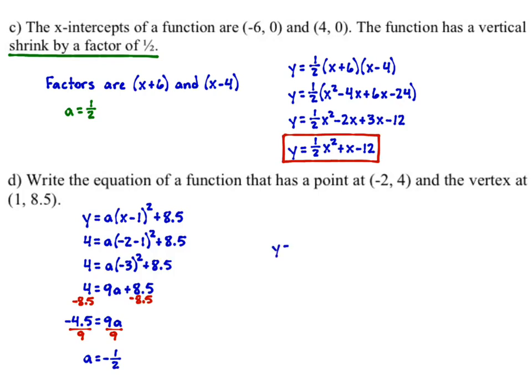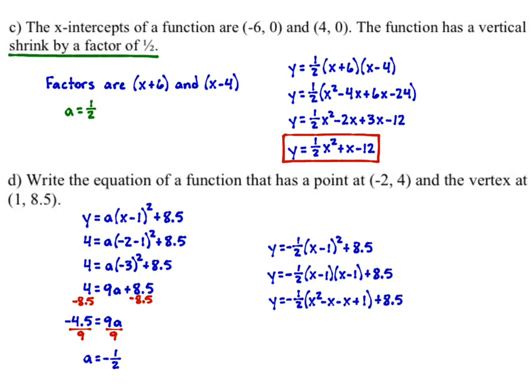Plugging that into the vertex form, we get y equals negative 1/2 times (x minus 1) squared. Oops, got another issue here with my negatives. Negative 1/2 times (x minus 1) squared plus 8.5. Then we're going to expand all that. When I expand all that, I got x squared minus x plus 1. Multiply that by the negative 1/2 out front, so you end up with negative 1/2 x squared plus 1/2 x minus 1/2 minus 8.5.